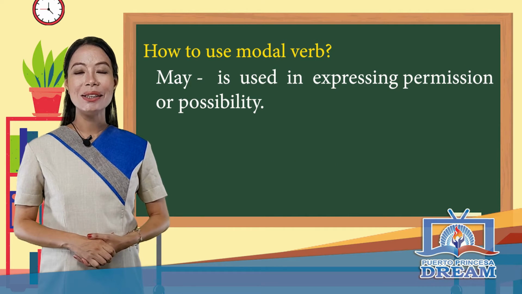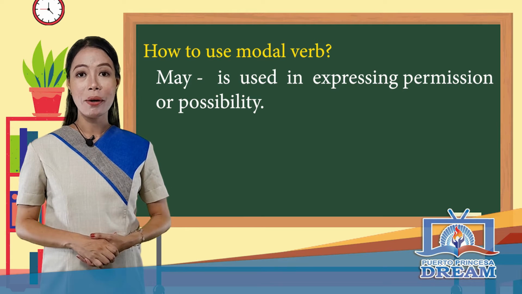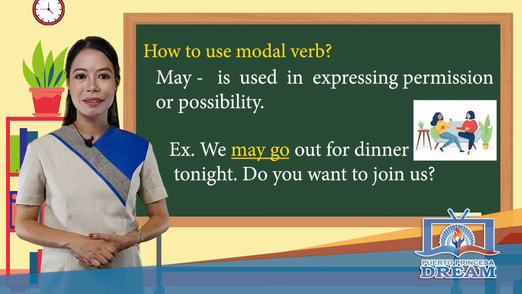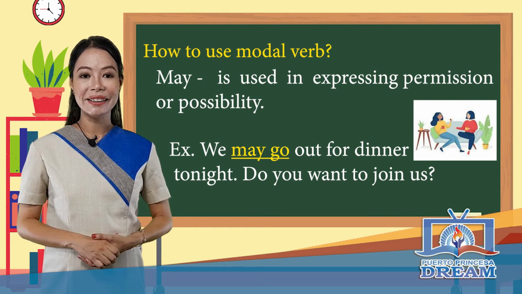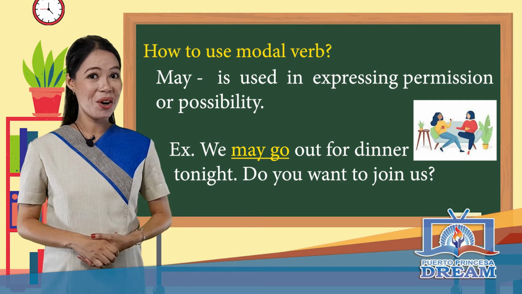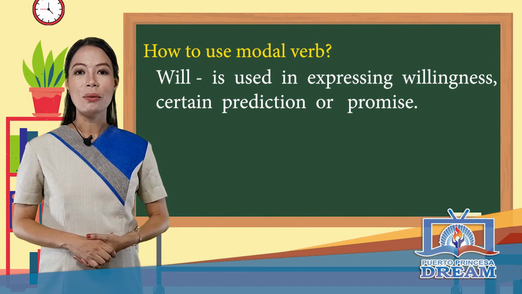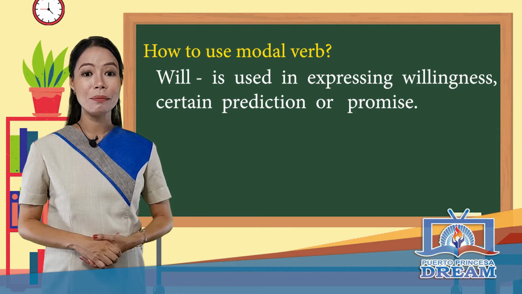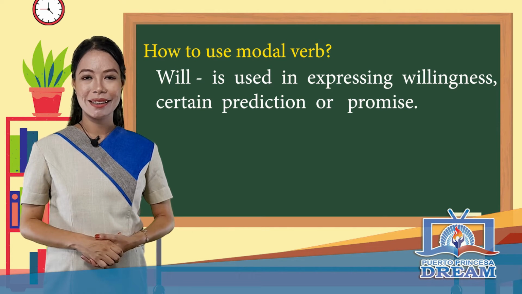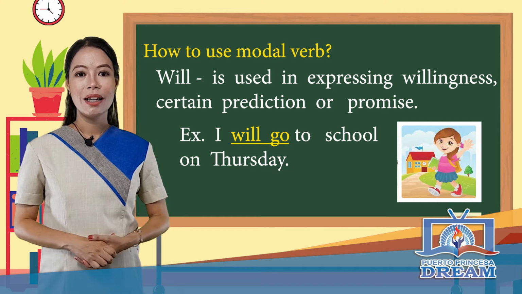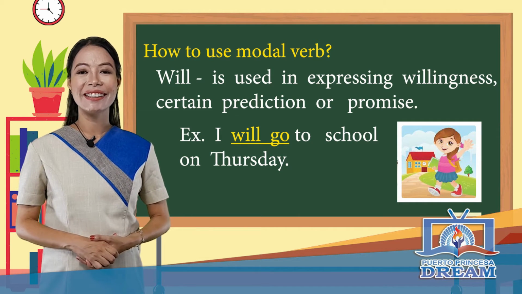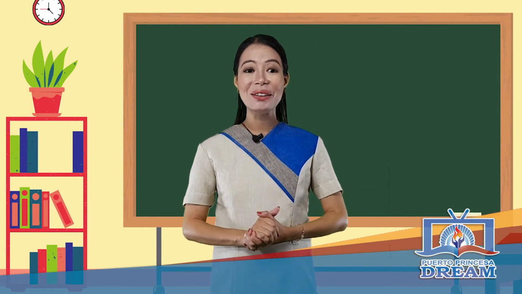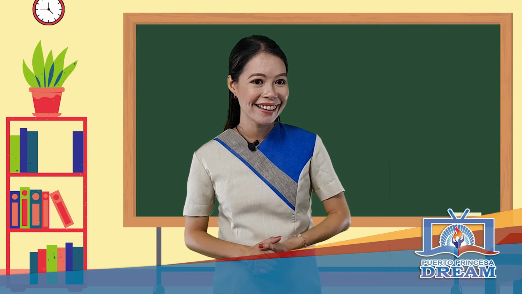May is used in expressing permission or possibility. Example, we may go out for dinner tonight. Do you want to join us? Will is used in expressing willingness, certain prediction, or promise. Example, I will go to school on Thursday. You are now familiar with the use of modal verbs, am I right?